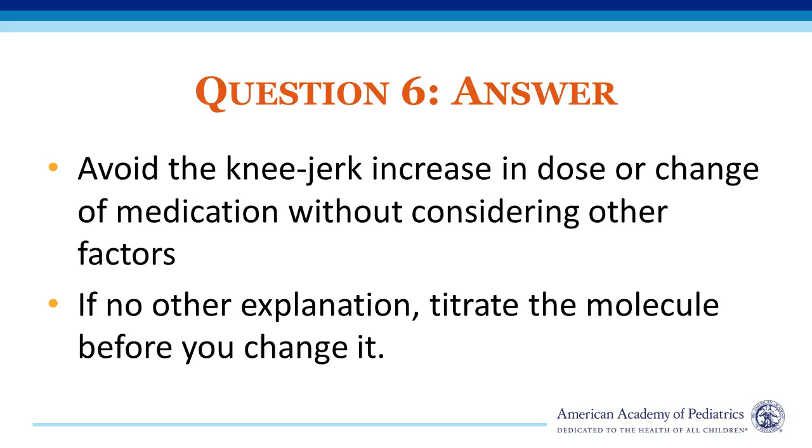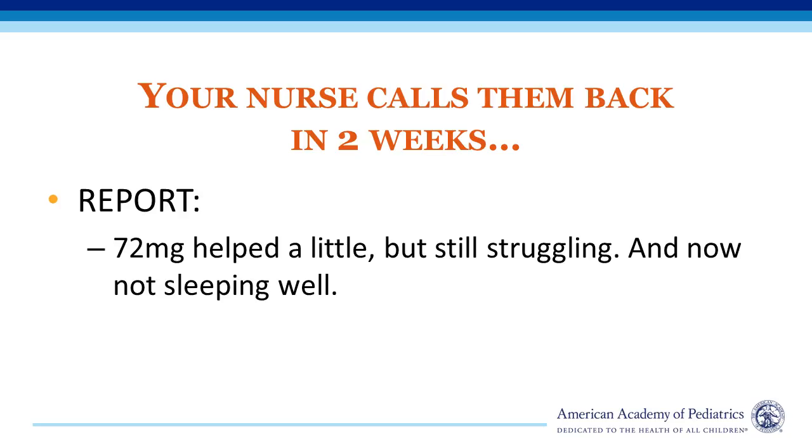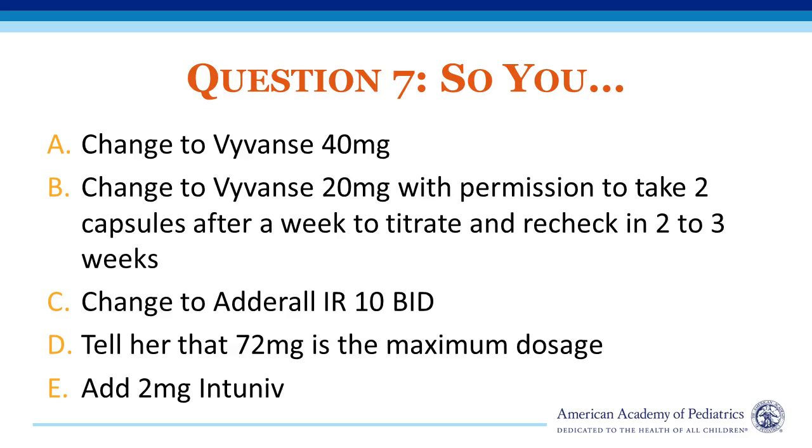Okay, so the main thing is to avoid the knee-jerk increase in dose or change of medication without considering other factors, but we didn't do that, and since there wasn't another explanation, we changed it, and you bumped her up to 72 milligrams. You had them call back in 2 weeks, and they report to your nurse, maybe it helped a little, but we just don't see it. Really not doing as much good. She's still struggling, and she seems to be having a little bit more side effect, not sleeping quite as well on 72.